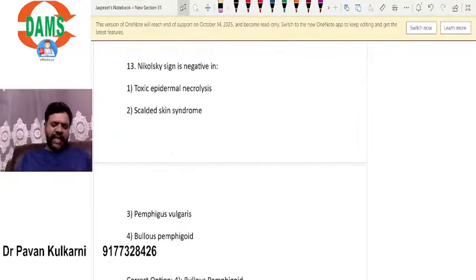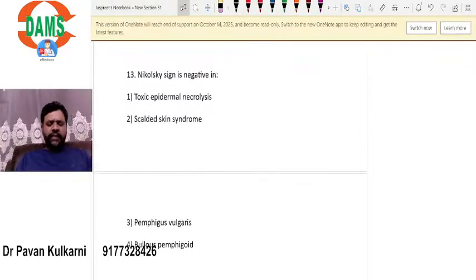Nikolsky sign is negative in, it's a simple thing. Remember, Nikolsky sign is always negative in pemphigoid, particularly in bullous pemphigoid. There are pemphigoids of two types: cicatricial and bullous. Cicatricial is the one which involves the mucosa. Bullous is the one which involves the skin. Remember, bullous pemphigoid will have Nikolsky sign negativity. It is not seen. So what is Nikolsky sign?